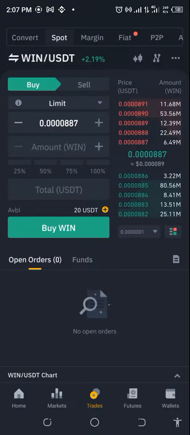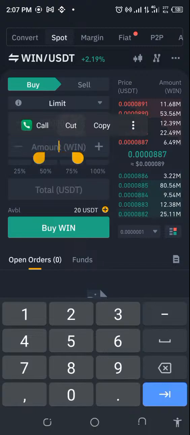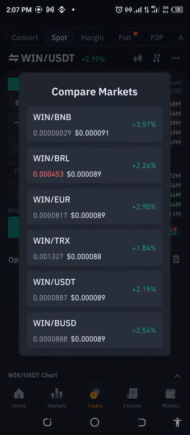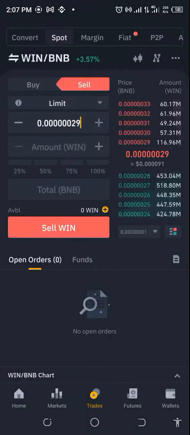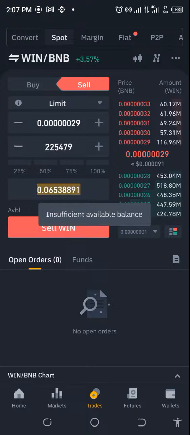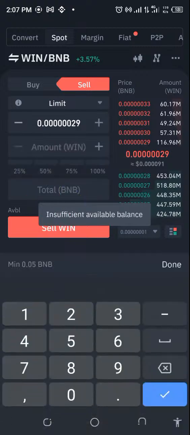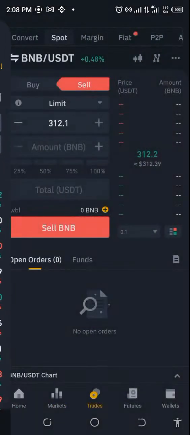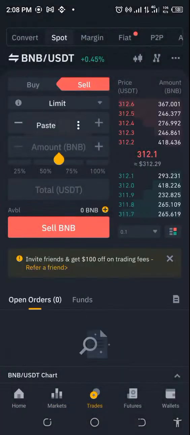So let's go ahead and work with our 20 USD that we have here. We're going to pick up about 100% and then cut that out and see what we're going to get. This is just basic, right? So let's go over to the compare markets and try it out here. Sell to BNB, okay? And then we'll pick up what we have and then go straight ahead and try to change that to actually BNB USDT. Okay, let's go ahead and do this.